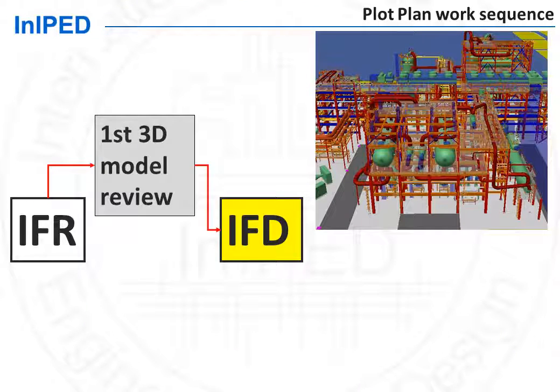Once the first model review with the plant owner has been held and any changes have been incorporated in the unit plot plan, it is issued for design, IFD. This is a major design stage. Indeed, many disciplines require the equipment layout, the unit plot plan, to be frozen to start their work.